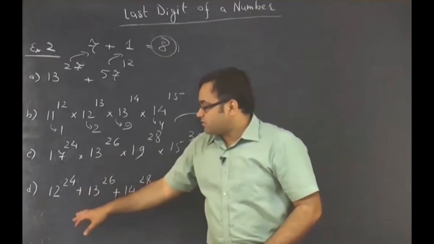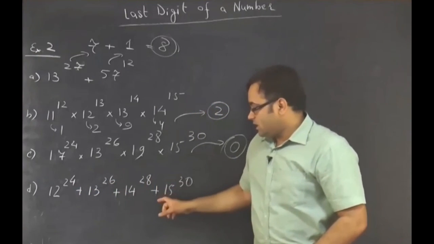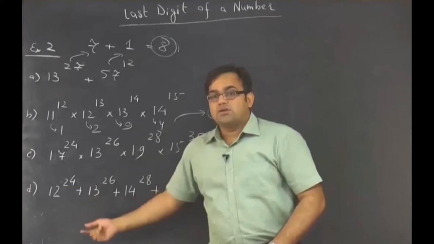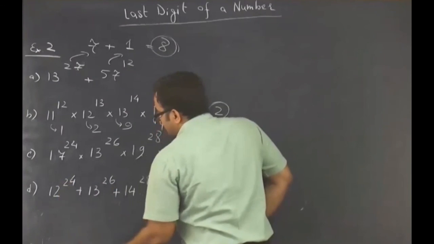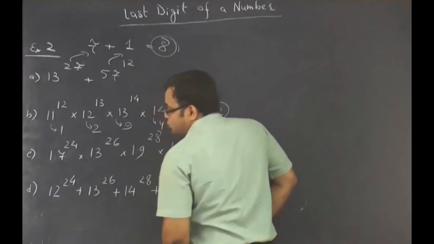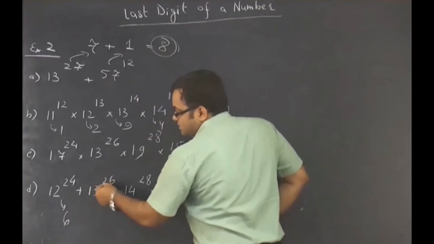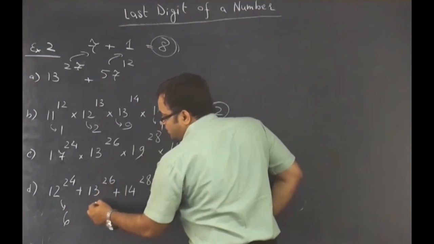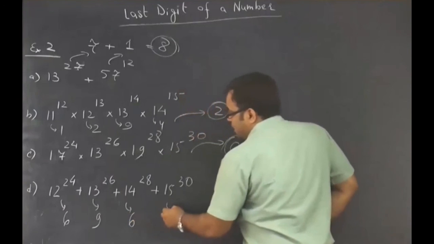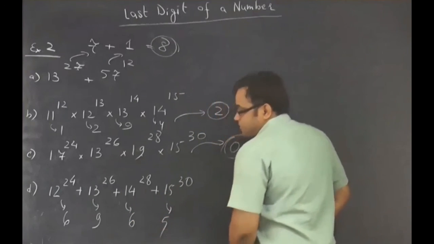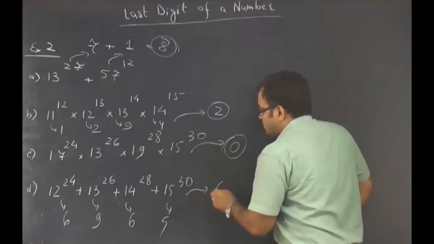Last one, which is a variant of this, 12 to the power 24, 13 to the 26, 14 to the 28, 15 to the 30. Because this is addition, now I will actually need to calculate this. So what we do is 12 to the 24, 2 power cycle last term, that will be 2, 4, 8, 6. So this becomes 6. 13 to the 26, division by 4, 4 6 is 24, remainder 2. So 3 3 is 9. 4 even power is 6, 5 whatever power is 5. So 6 plus 9 is 15, plus 6 is 21, plus 5 is 26. 6 will be the last digit of this number.